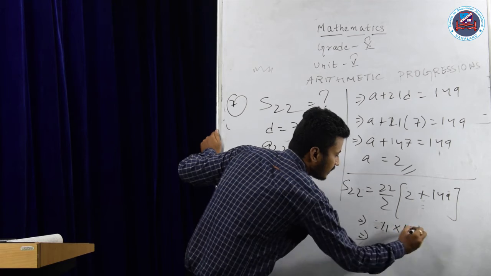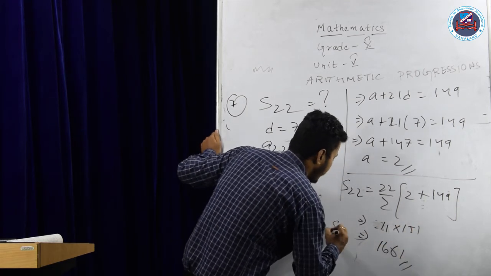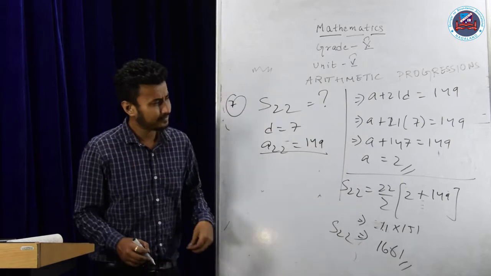So what answer do you get? 11 ones are 11, 11 fives are 55, 11 sixes are 66, so 1661 is your answer. Very simple question guys. Okay.